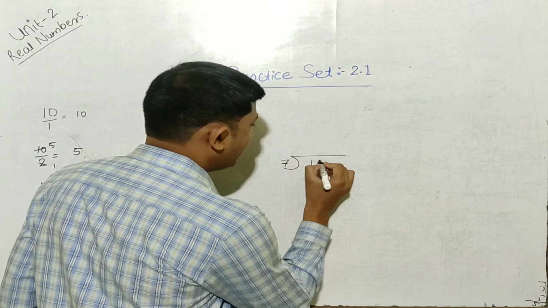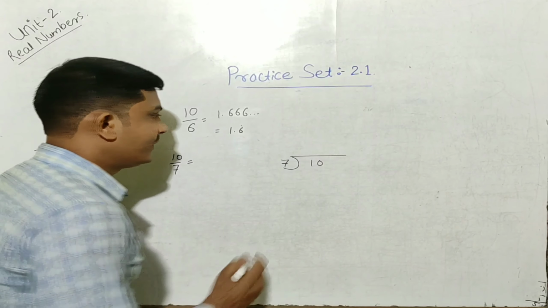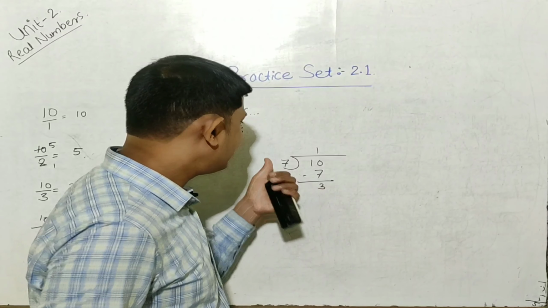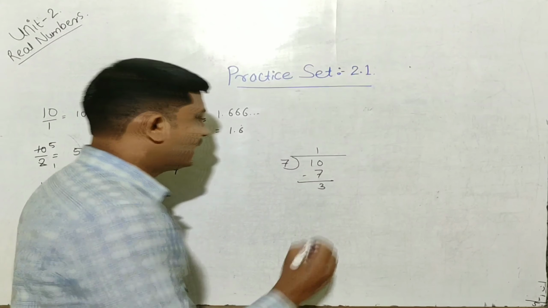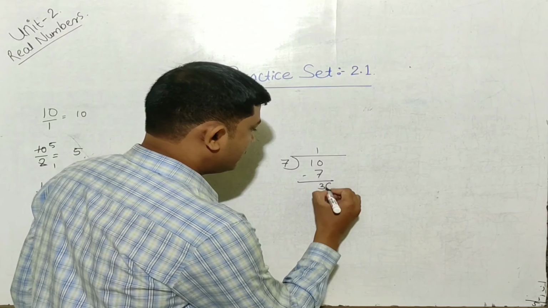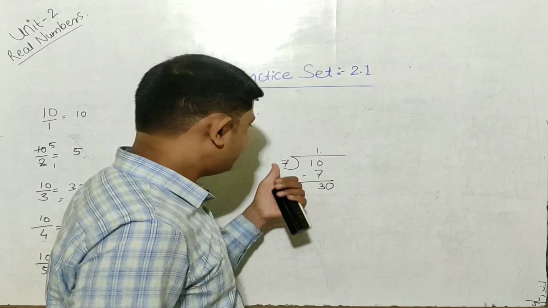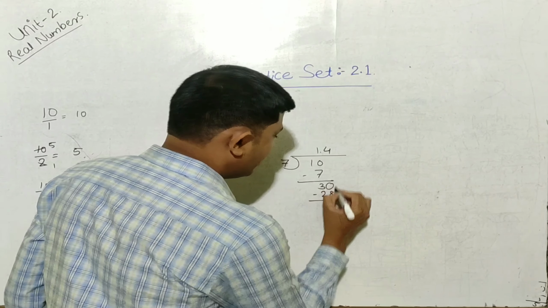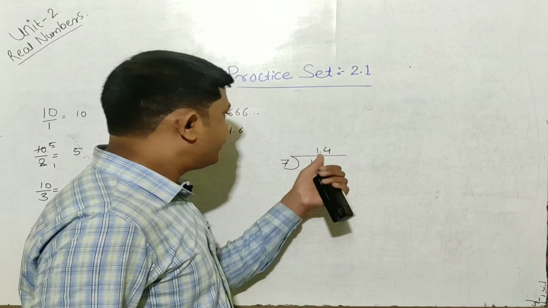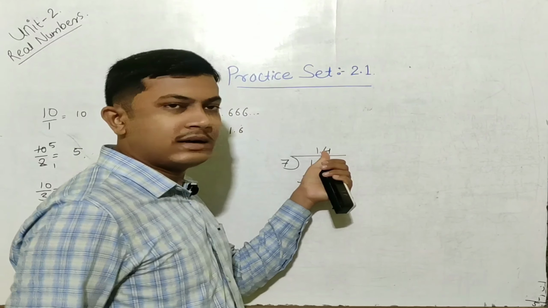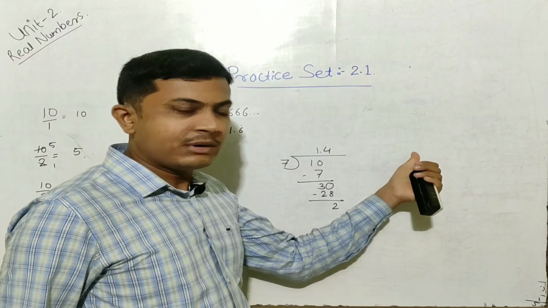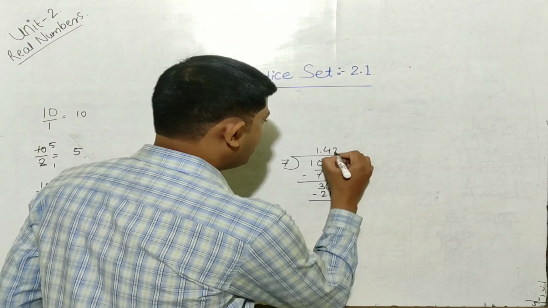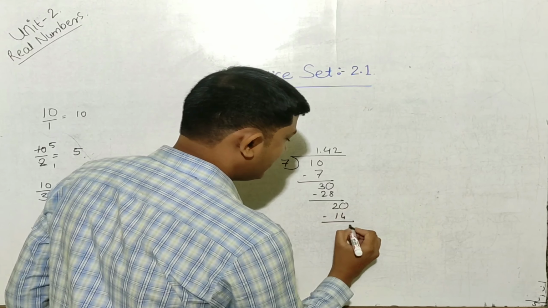10 divided by 7 using the long division method. 7 ones are 7, remainder is 3. Here 3 is less than 7. So as per the rule of division, take 0 here and give a decimal point. Now 7 4s are 28, remainder is 2. Once you have taken the decimal point, there is no need to take it again, as we have taken 0. 7 2s are 14, remainder is 6.